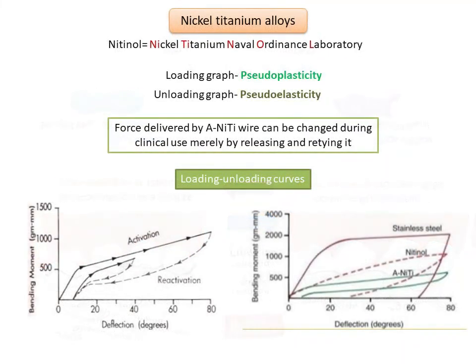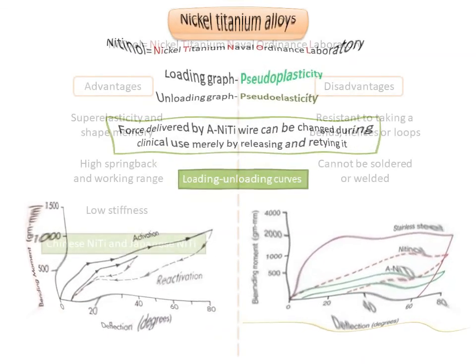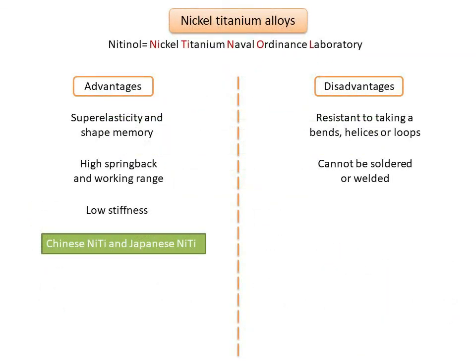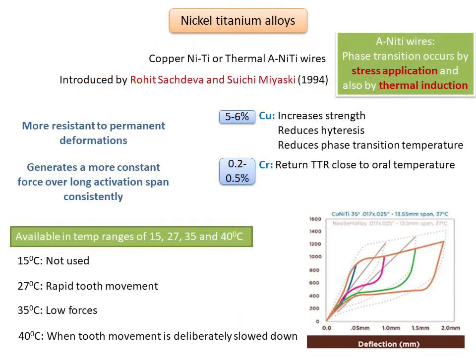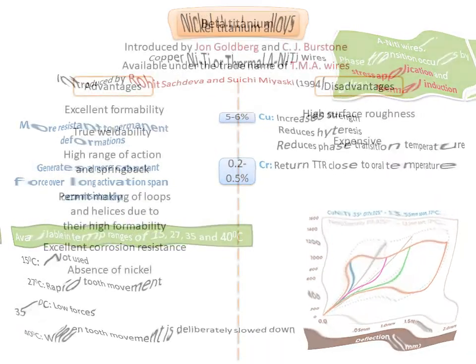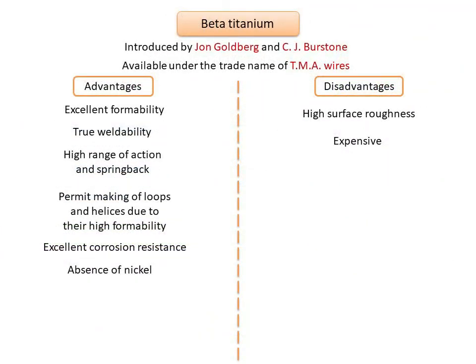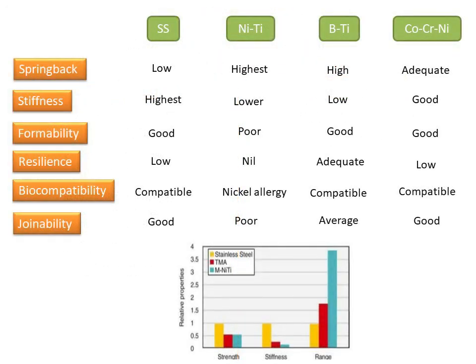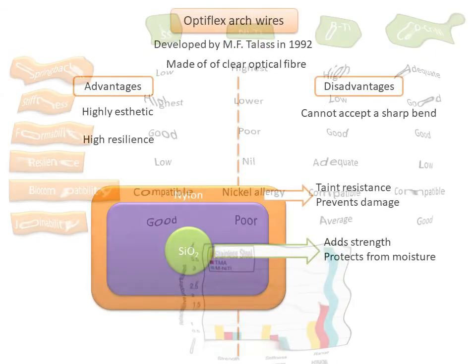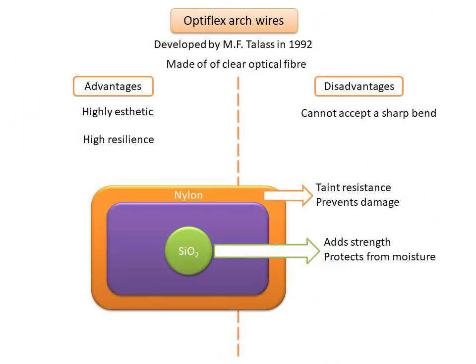So over the years, several alloys like cobalt chromium, nickel titanium, beta titanium, and multi-stranded stainless steel wires with desirable properties have been adopted in orthodontics. In this vast ocean of different orthodontic alloys available, it becomes very difficult for an orthodontist to select a proper wire with the required properties. Therefore, the clinician must be thoroughly conversant with the various mechanical properties of the wires and their clinical applications.